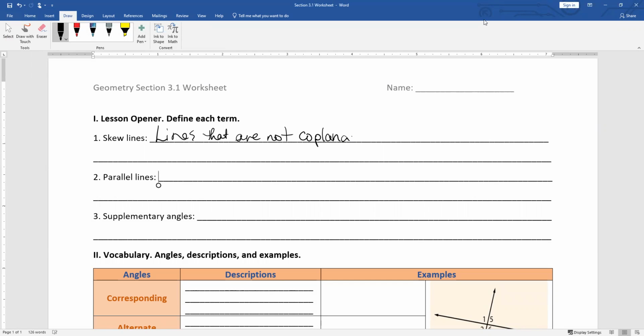I can't rest my hand or it messes this whole document up. So my handwriting is going to be awful, but we'll try.